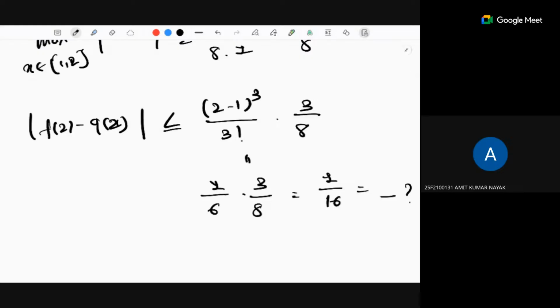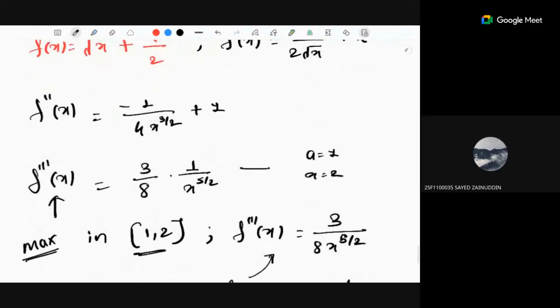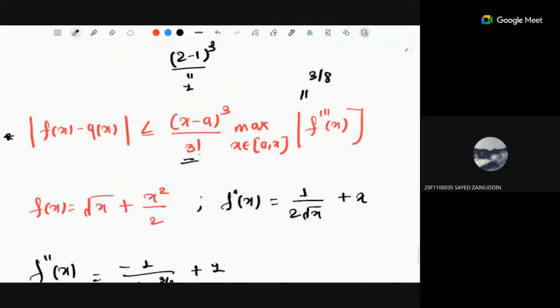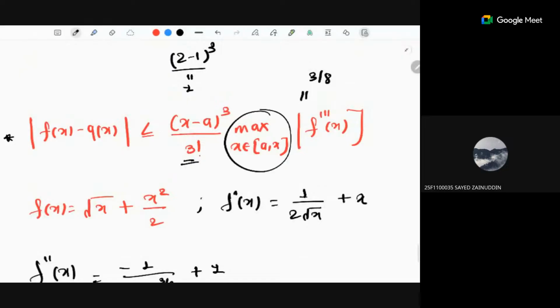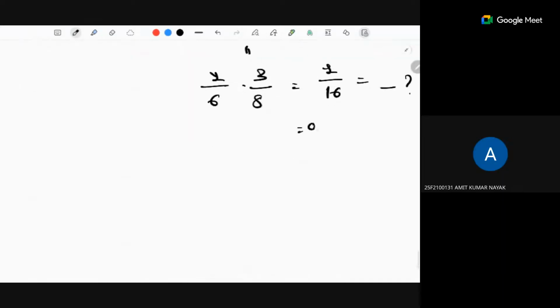Is it clear how to find this out? Yes, ma'am. Thank you. Yeah, so in 80 to 90% of cases you will get either a decreasing or an increasing function. You won't get any complicated value to find this max. So 1 by 16, yeah, 0.0625. Yes, ma'am. 0.0625.